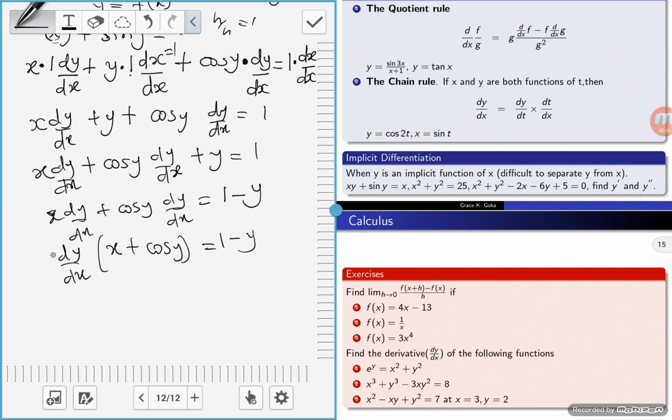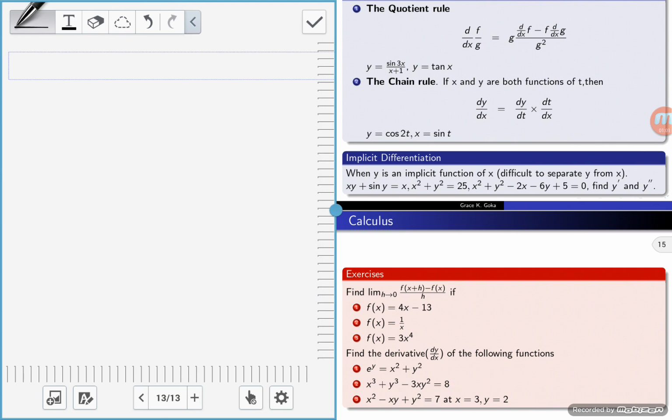What do we do to get dy/dx on one side? That is divide both sides by x plus cos y. So this is equal to 1 minus y all over x plus cos y, and that gives us dy/dx.